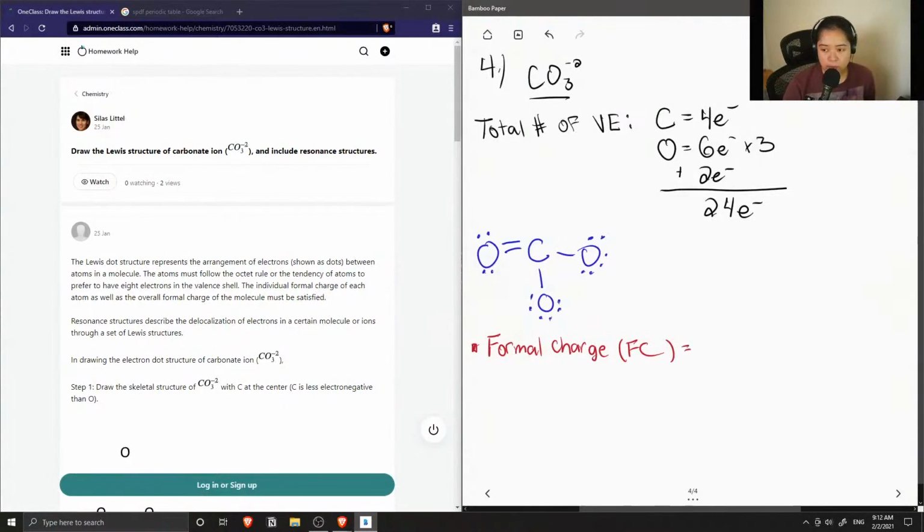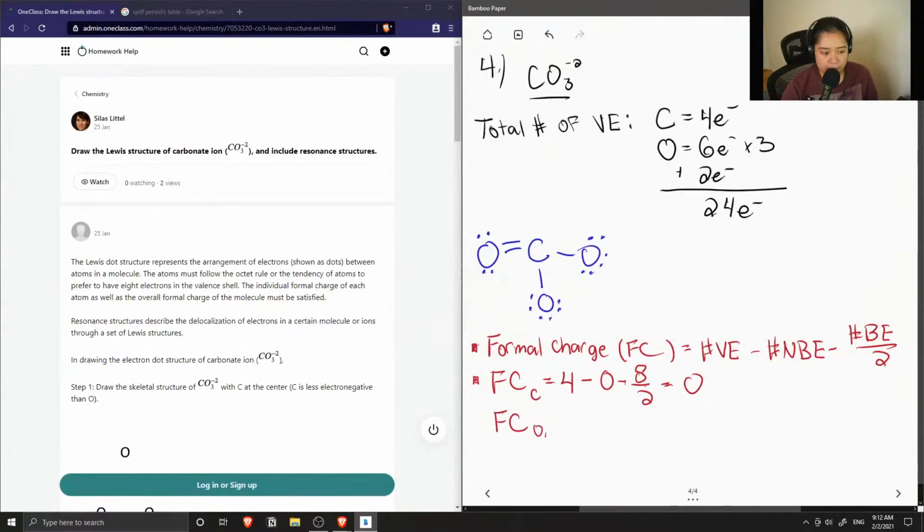Okay, so the equation for formal charge is equal to the number of valence electrons minus the number of non-bonding electrons, so these are the electrons that are lone pairs, minus the number of bonding electrons divided by 2. Okay, so let's calculate the formal charge of carbon. Carbon has 4 valence electrons, and since there are no lone pairs on carbon, there are 0 non-bonding electrons. And there are 4 bonds to carbon, so we have 8 bonding electrons divided by 2 to give us a formal charge of 0.